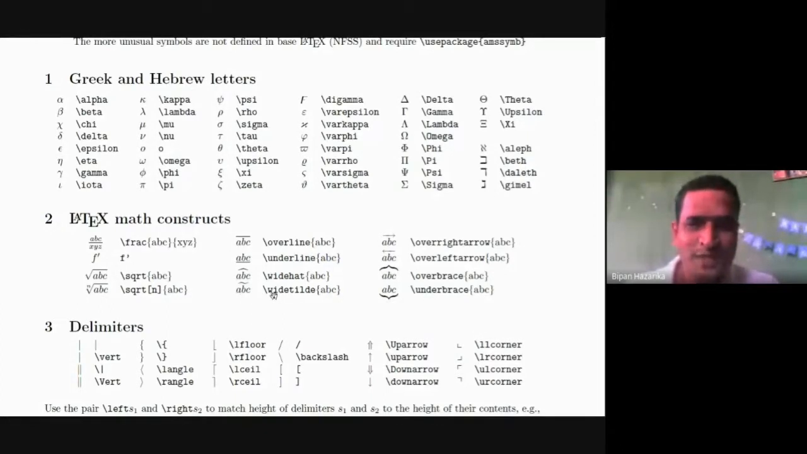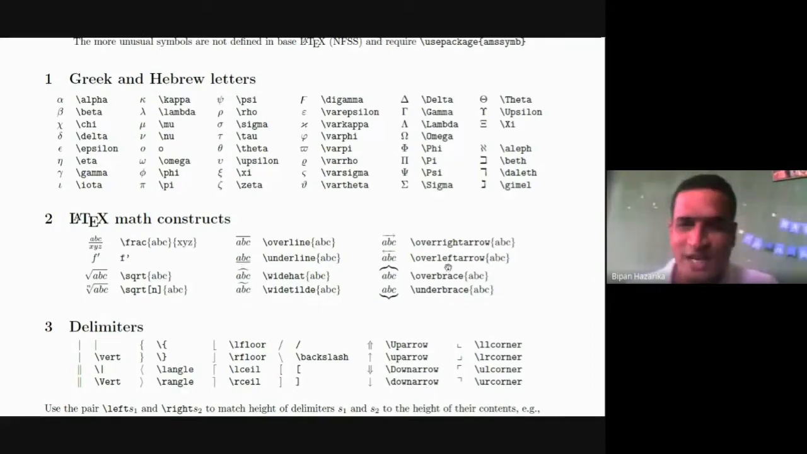Then you write tilde. If you need a tilde, that means for ABC we need a tilde above all the letters. So if you write tilde with ABC, we get this. Next, widehat: if you write it, then you get this, the wide hat.